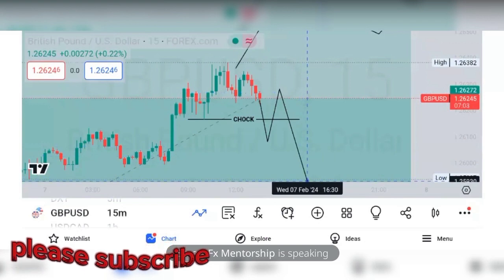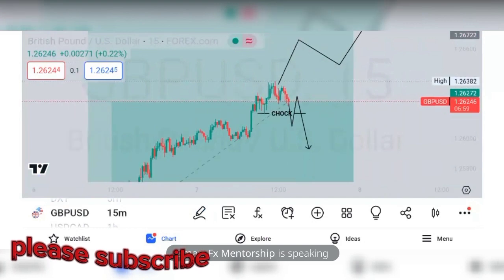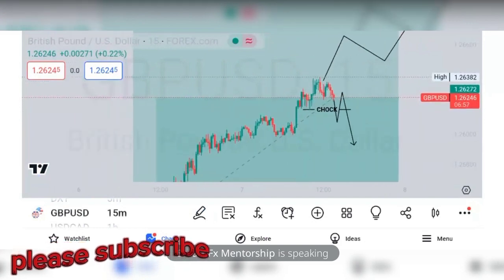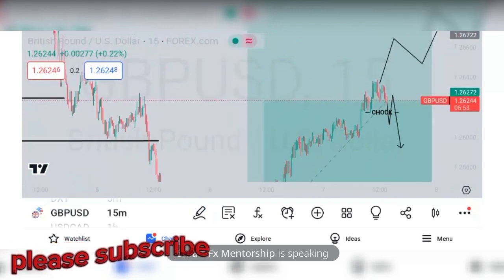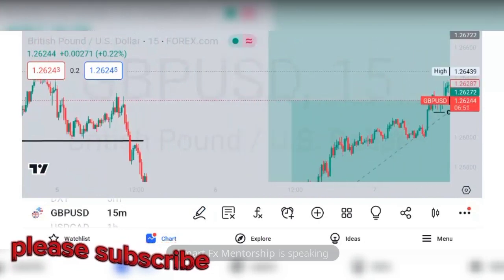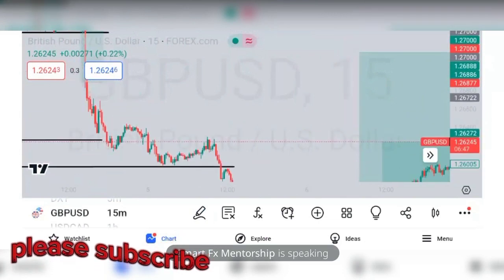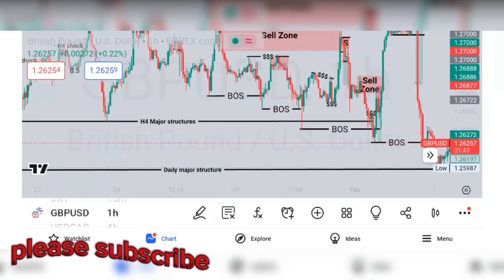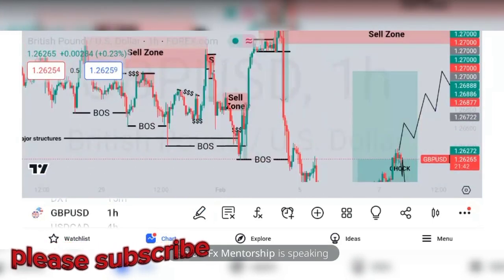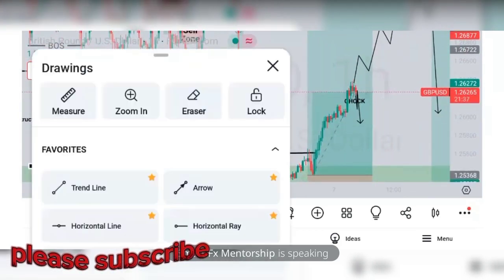Why did I say so? If you check at the left side, you will discover that GU is already on a supply zone. You can see this is a supply zone here, there is a supply zone here before the upward. Let me go to the 1 hour time frame so it will be very clear. You can see this supply zone here, and that's where price is currently. So price might want to sell from there.